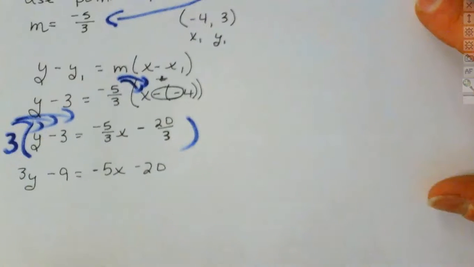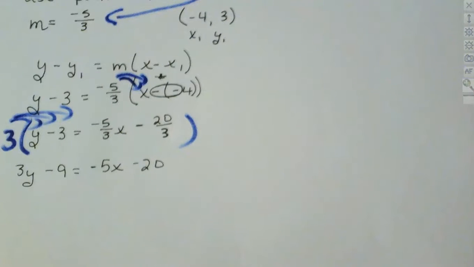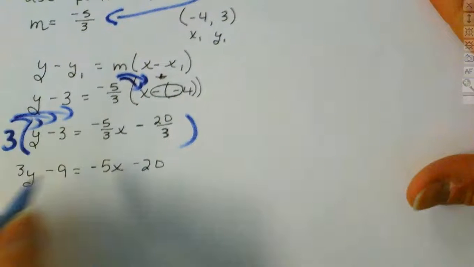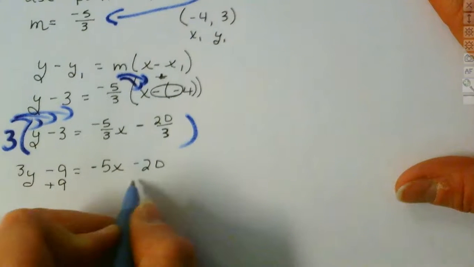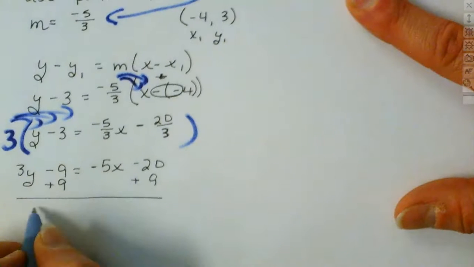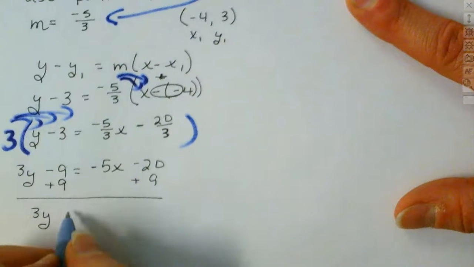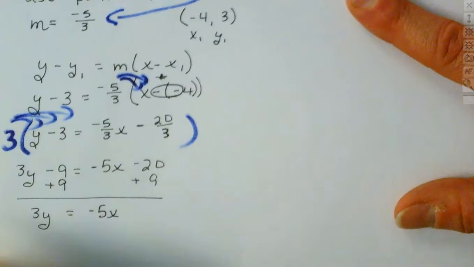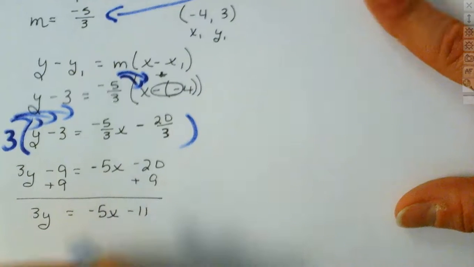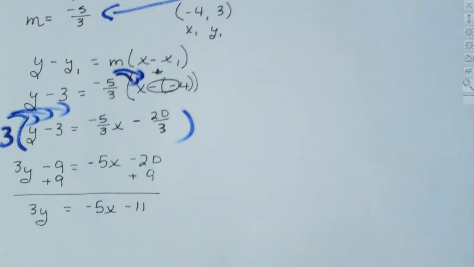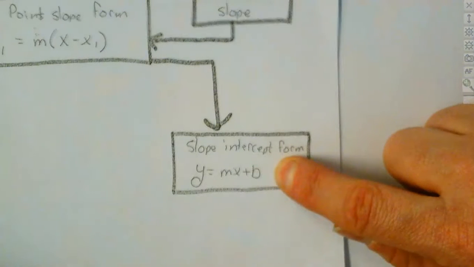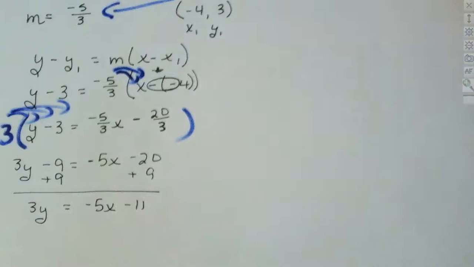We've got one more step to do. Well, actually 2. We need to move the 9 over. So that's going over. And now we've got 3y equals a minus 5x. And it looks like minus 11. Now, what form do we want our answer in? If we go back up the very top, it says we want it in slope-intercept form. And so slope-intercept form looks like this. So it must look like this.